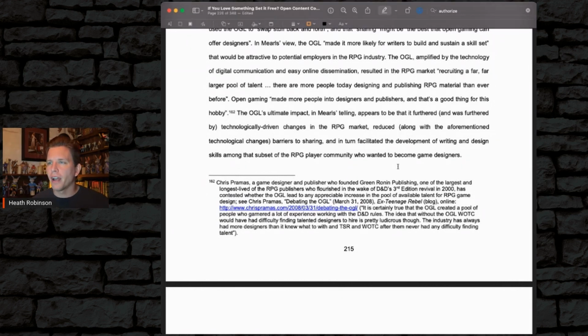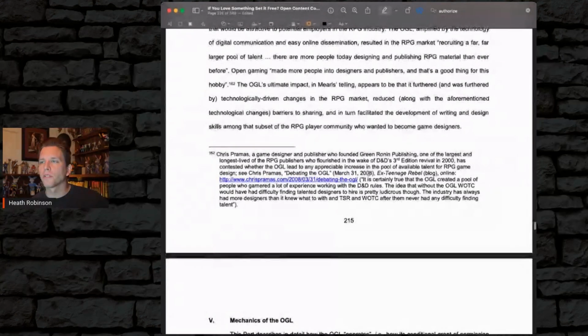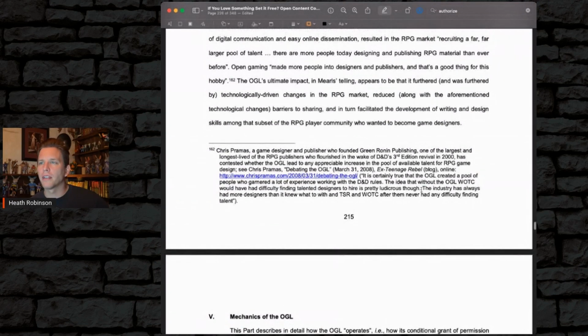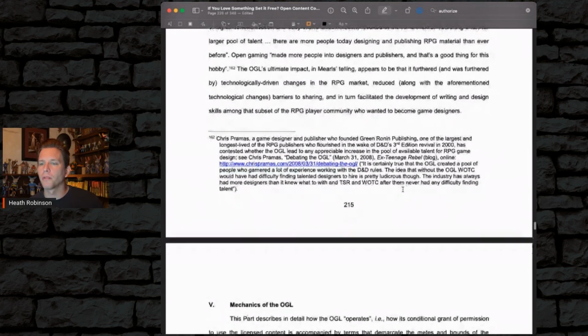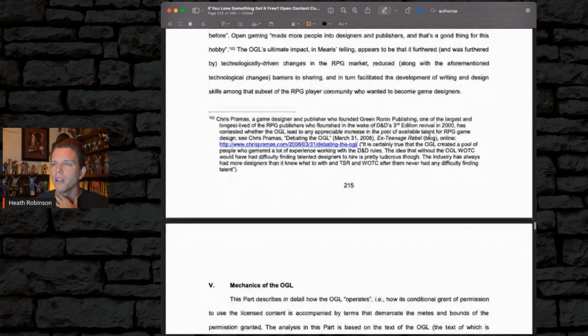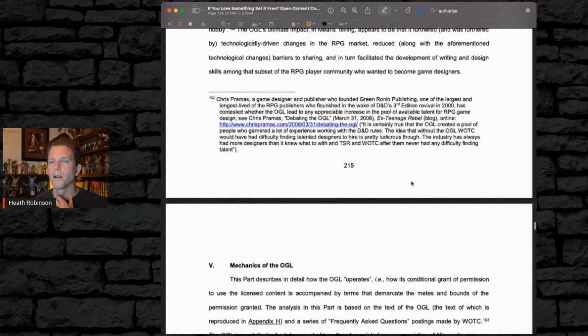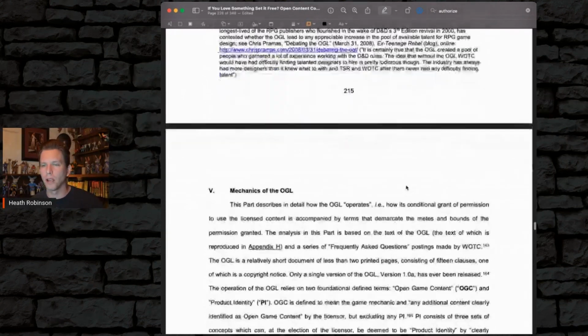The OGL, amplified by the technology of digital communications and easy online dissemination, resulted in the RPG market recruiting a far, far larger pool of talent, and there are more people today designing and publishing RPG material than ever before. "Open gaming made more people into designers and publishers, and that's a good thing for this hobby." The OGL's ultimate impact, in Merrills' telling, appears to be that it furthered, and was furthered by, technology-driven changes in the RPG market, reduced, along with the aforementioned technological changes, barriers to sharing, and in turn facilitated the development of writing and design skills among a subset of the RPG player community who wanted to become game designers.